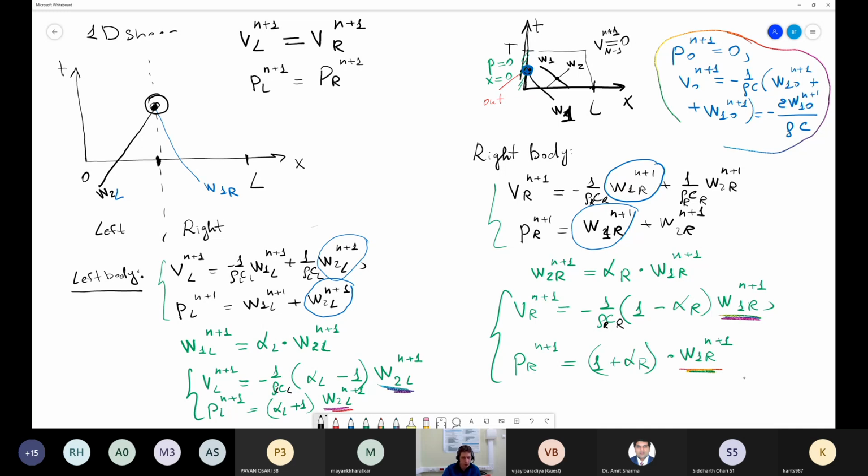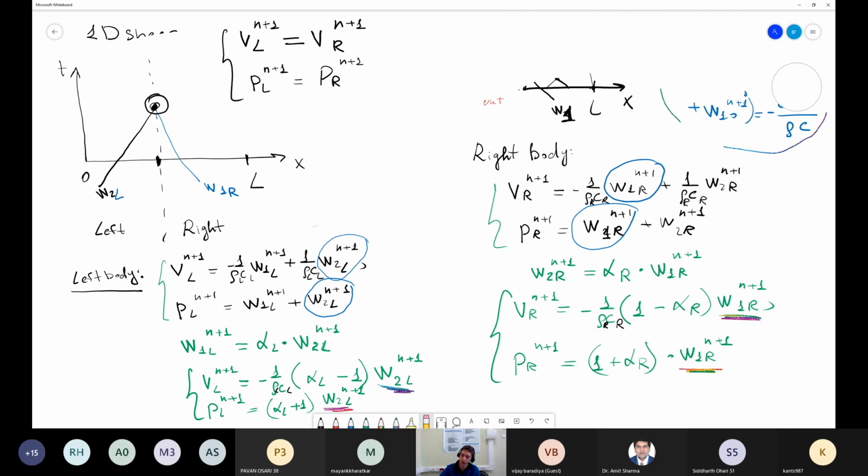So we will substitute here and obtain finally what we will obtain finally.